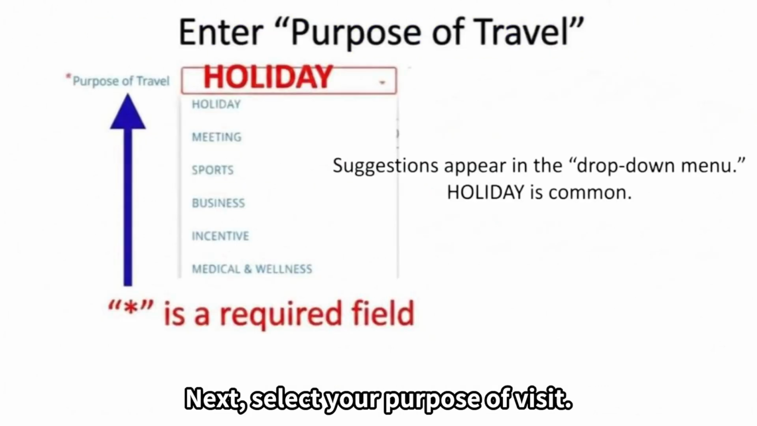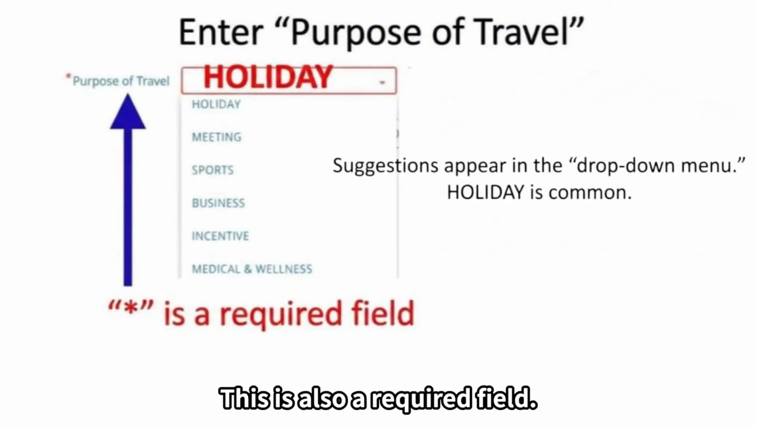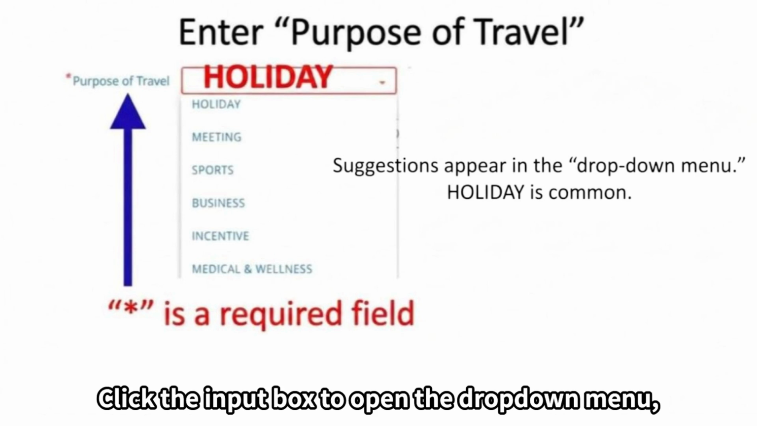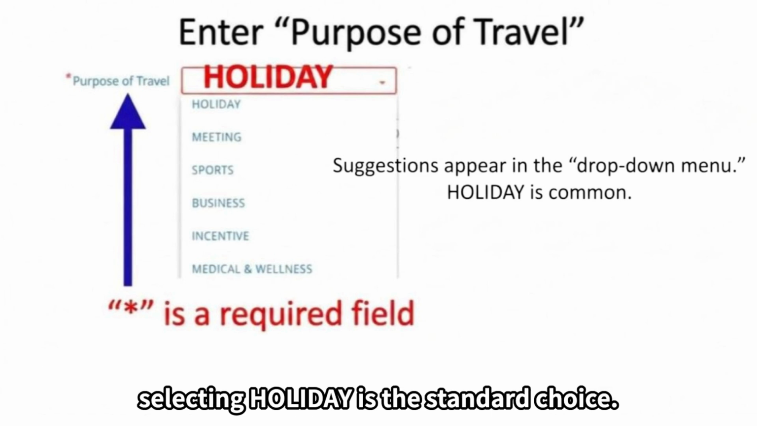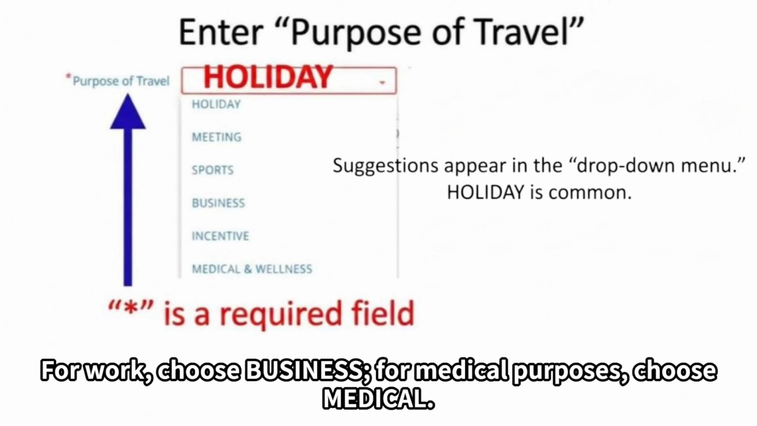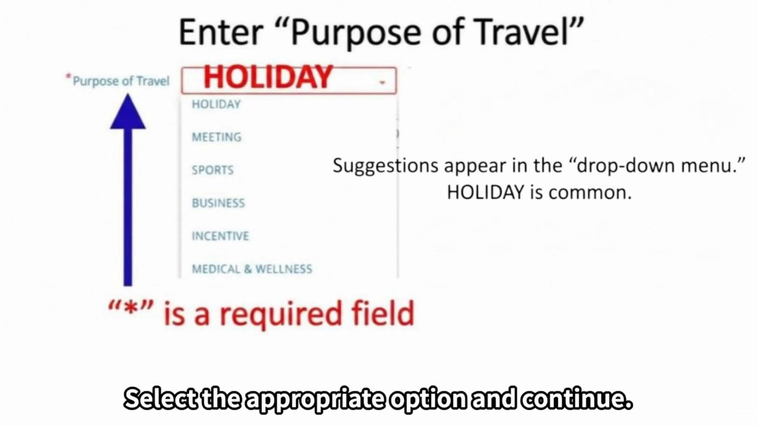Next, select your purpose of visit. This is also a required field. Click the input box to open the drop-down menu and refer to the table on the right to choose what best fits your situation. For a typical tourist trip, selecting holiday is the standard choice. For work, choose business. For medical, choose medical. Select the appropriate option and continue.